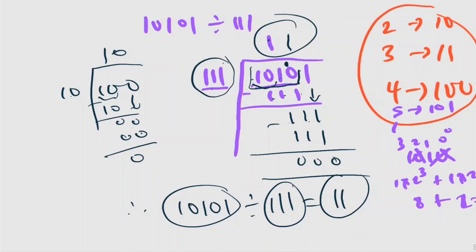Then that should now be what? 111 in 111, that is 1. 1 times 111, that is 111. If you subtract the two numbers together, you are going to have 0.